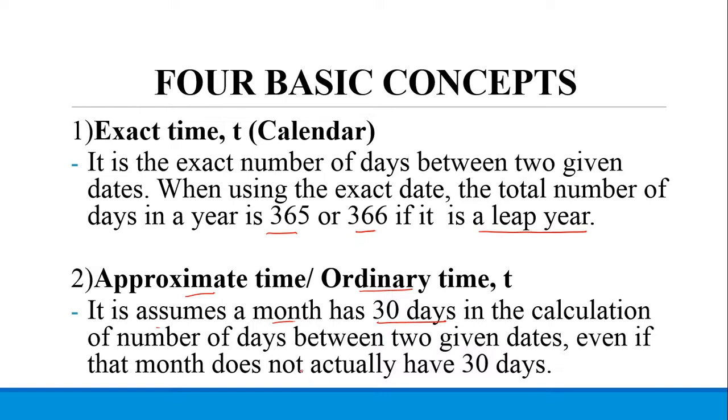For approximate time, or ordinary time, we assume that 1 month is 30 days. For 1 month 30 days, you don't calculate using the calendar. If we use the calendar, we have 31 days, 30 days, 29 days or something like that. But for approximate and ordinary time, we assume that every month has 30 days. Exact time, 365 or 366 for a leap year, follows the calendar. Approximate, we assume 30 days for every month.